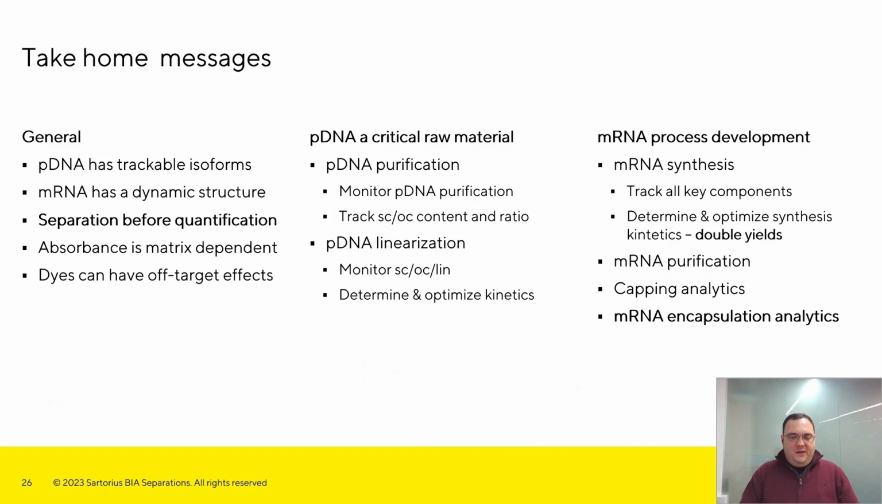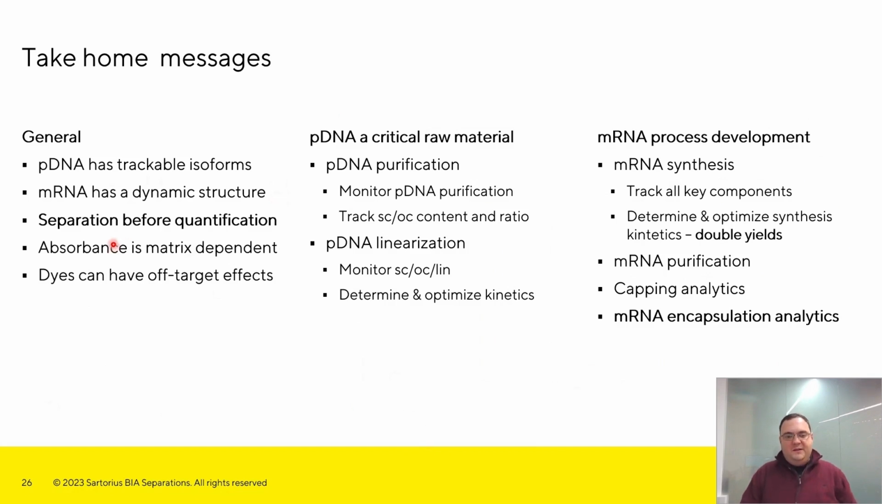So putting everything together, it's very important to say that having good analytics from the very start is key, even if you have pDNA coming from outside, as everybody's doing a linearization usually in-house. So having pDNA with trackable isoforms is important, to track them as well as separate them from other contaminants that might be present, especially RNA. With mRNA itself, it's a dynamic structure, which should always be taken into account. So even though mRNA is similar, no two mRNAs are exactly alike. And of course, the buffer conditions can have an effect.